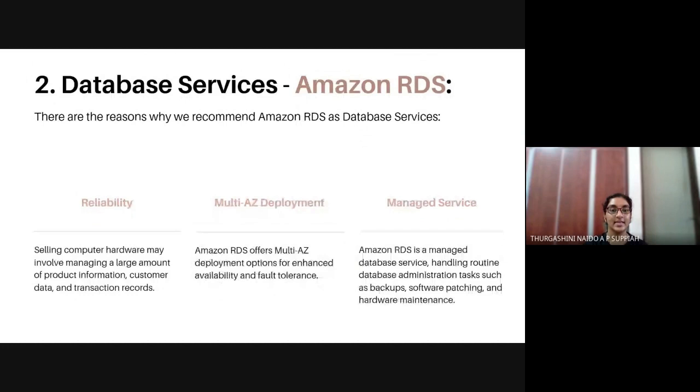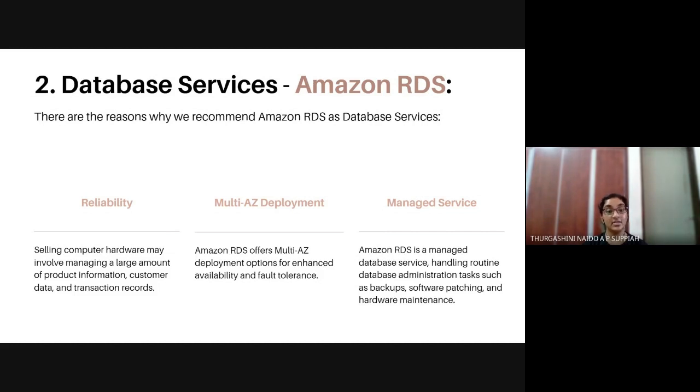And the second module is database services, in Amazon RDS. The reasons are, first, reliability. Selling computer hardware may involve managing a large amount of product information, customer data, and transaction records. RDS offers highly reliable and durable database storage, ensuring the integrity and availability of our critical data.